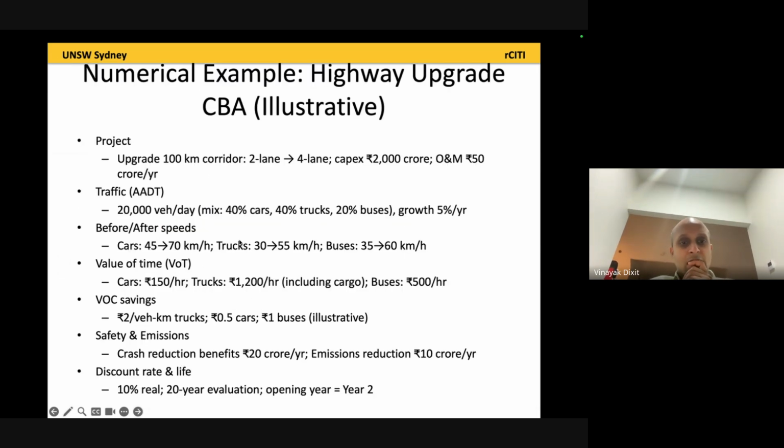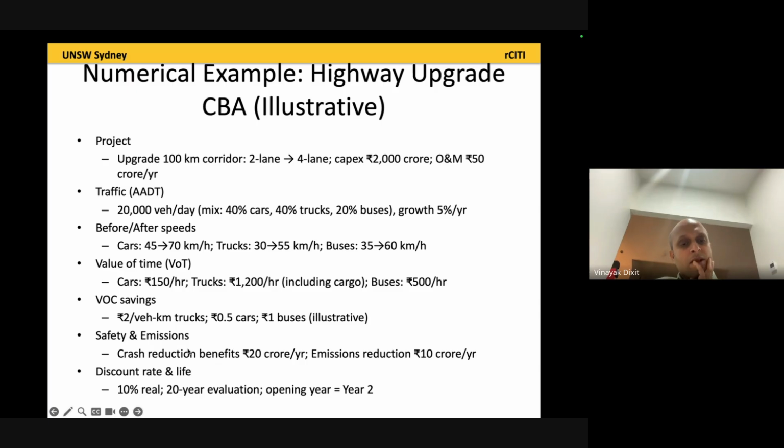So we have finished this. Then the value of time. So the value of time is rupees 150 per hour. Trucks is 1,200 rupees per hour, and the buses is rupees 500 per hour. The vehicle operations costs are rupees 2 per vehicle kilometer, 0.5 per vehicle kilometer, and rupees 1 per vehicle kilometer.